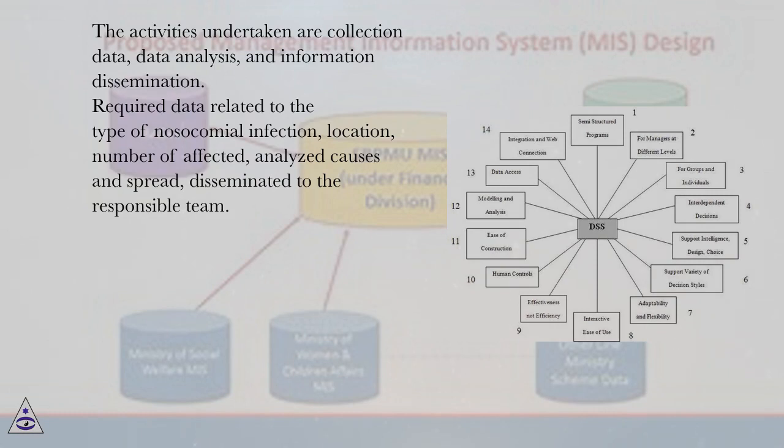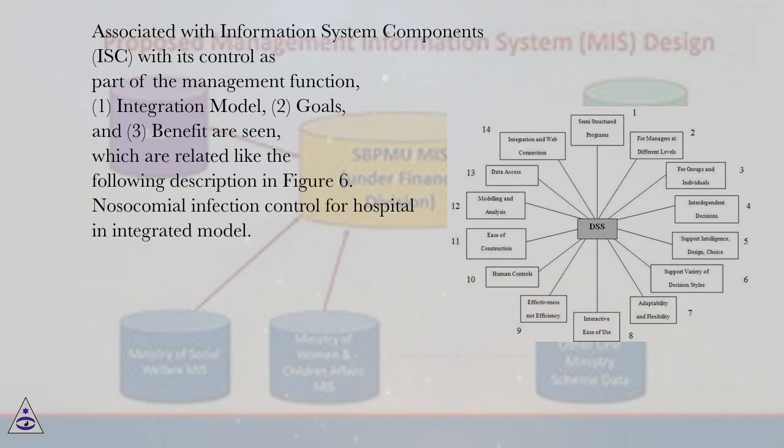Required data related to the type of nosocomial infection, location, number of affected, analyzed causes and spread, disseminated to the responsible team. Associated with information system components, IC, with its control as part of the management function: 1. Integration model, 2. Goals, and 3. Benefit are seen, which are related like the following description in Figure 6. Nosocomial infection control for hospital in integrated model.